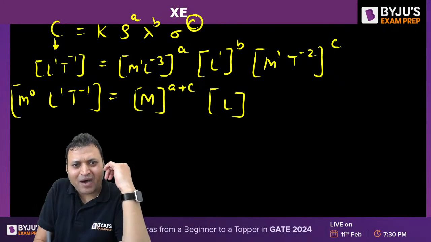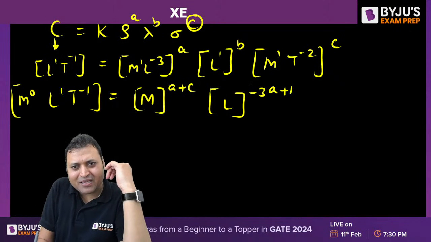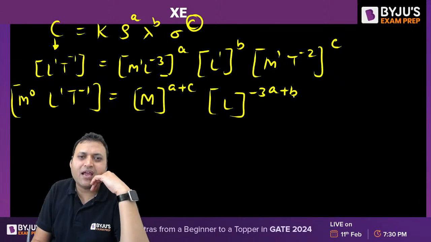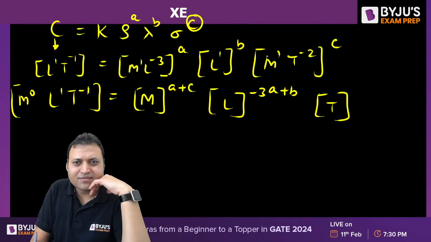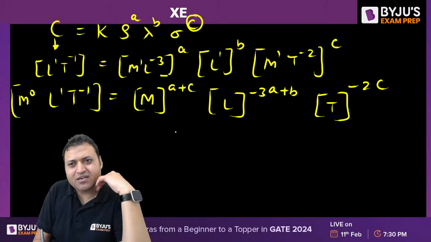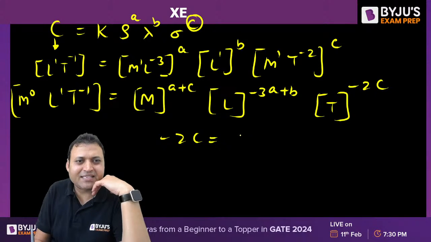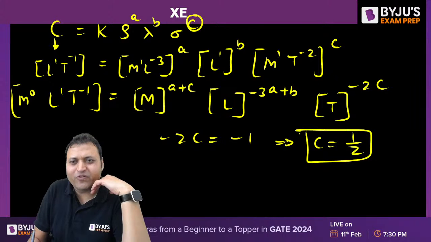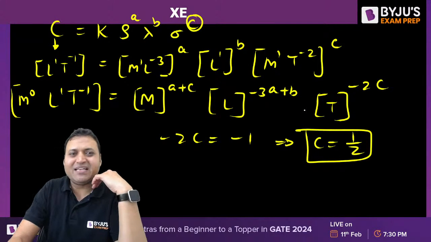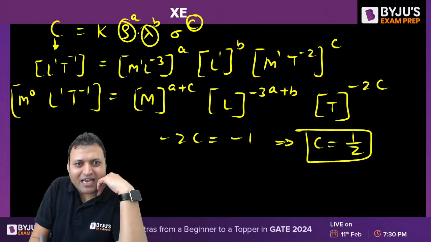Then L to the power minus 3A plus B. Then T to the power minus 2C. So equate the dimension. So minus 2C is equal to minus 1, or we can say C is equal to 1 by 2. We are interested in C only because everything else is constant. Rho is constant, lambda is constant.